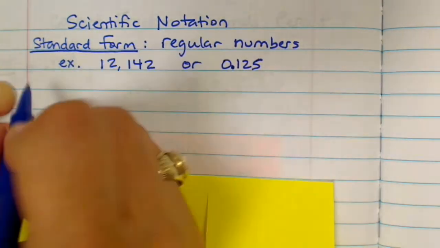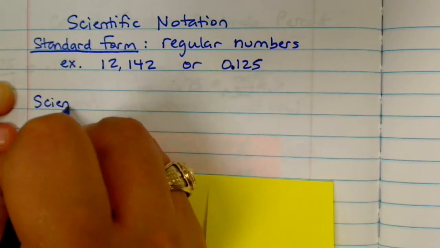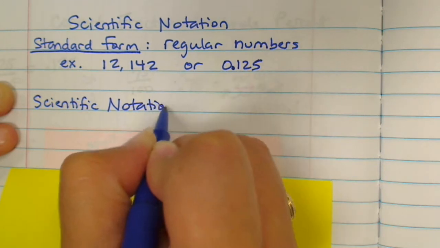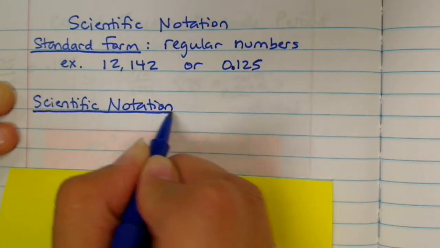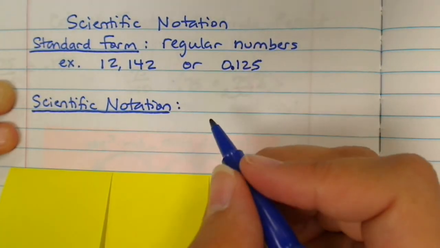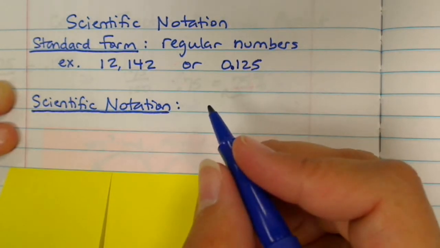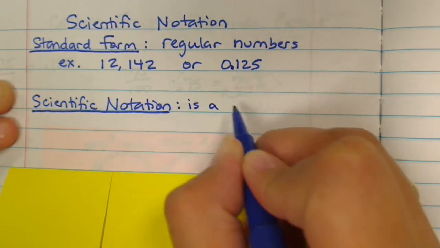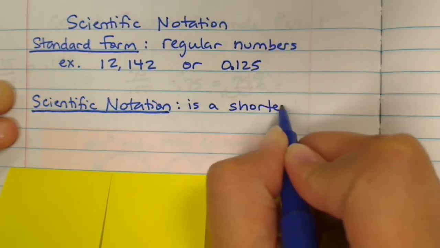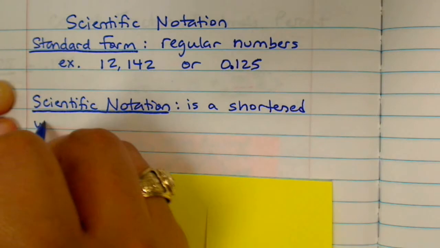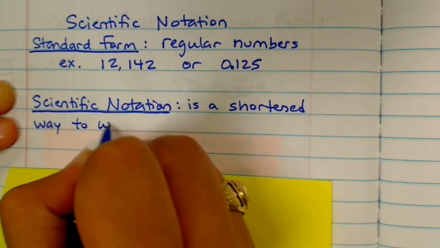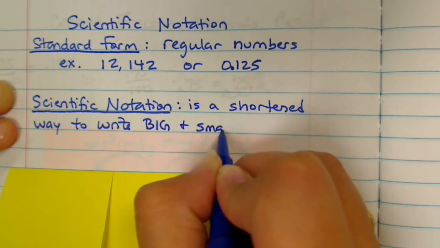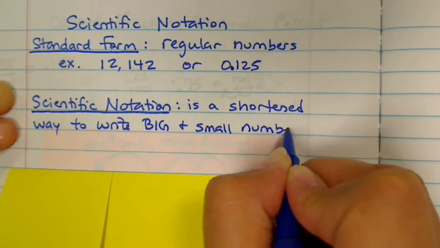There's a special way to write numbers, and that's called scientific notation. So the next word you need to write is scientific notation. Go ahead and underline it. Scientific notation is a special way to write very large and very small numbers. It is a shortened way to write big and small numbers.